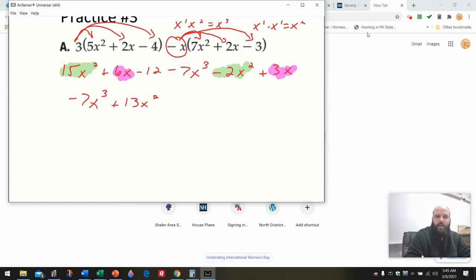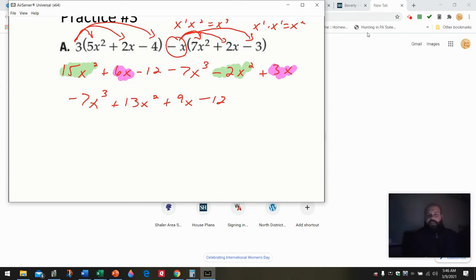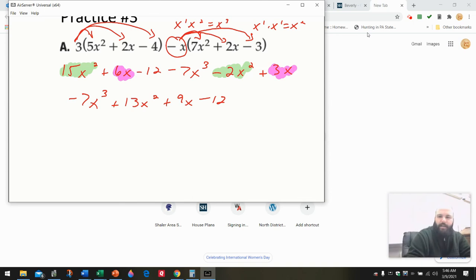Now, followed by the x squared, we would go to the x terms. In this case, we have a 6x and a 3x. They're both positive. So when we add 6x and 3x, we get 9x. And then the last term is this minus 12 right here. We don't want to forget about that, minus 12. And there you go. That is your final answer, negative 7x to the third plus 13x squared plus 9x minus 12. So I hope that made sense to you.